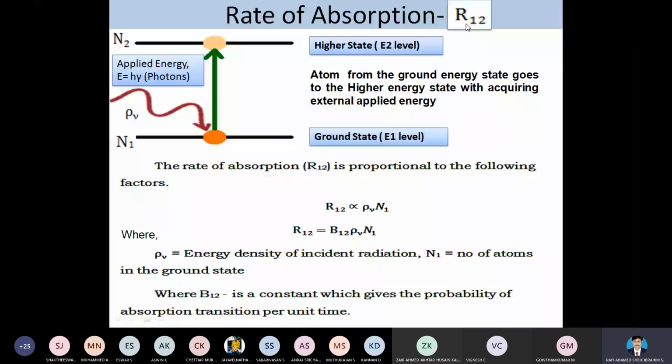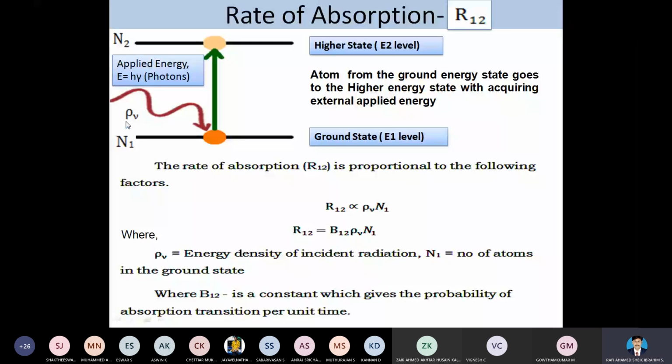The rate of absorption is directly proportional to the applied field. When the field is applied, only then will the atom move. When the field is not applied, all the atoms will rest in the ground state. There will be no change. So the rate of absorption depends on the applied field. For the applied field, we use the symbol rho v.